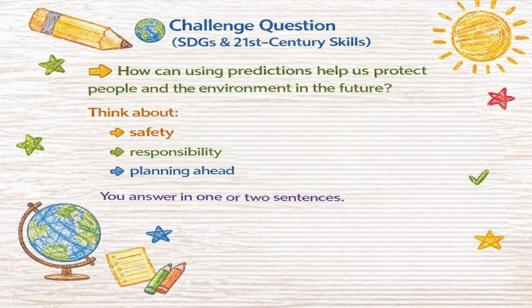Challenge question. SDGs and 21st century skills. How can using predictions help us protect people and the environment in the future? Think about safety, responsibility, planning ahead. You answer in 1 or 2 sentences.